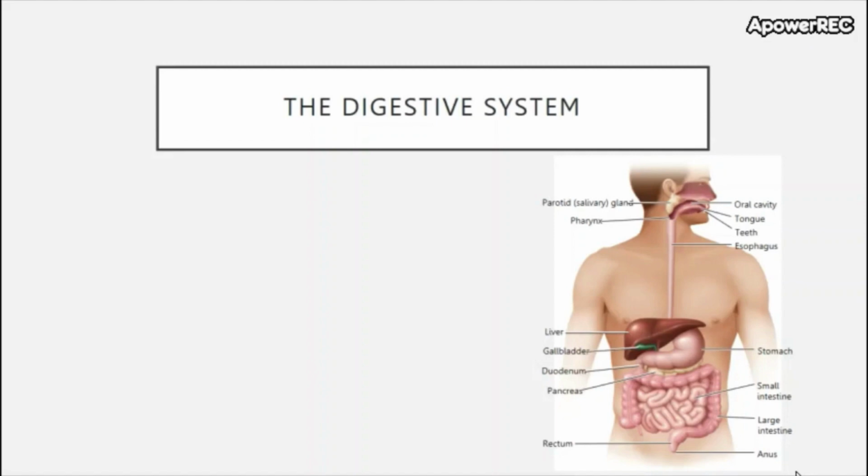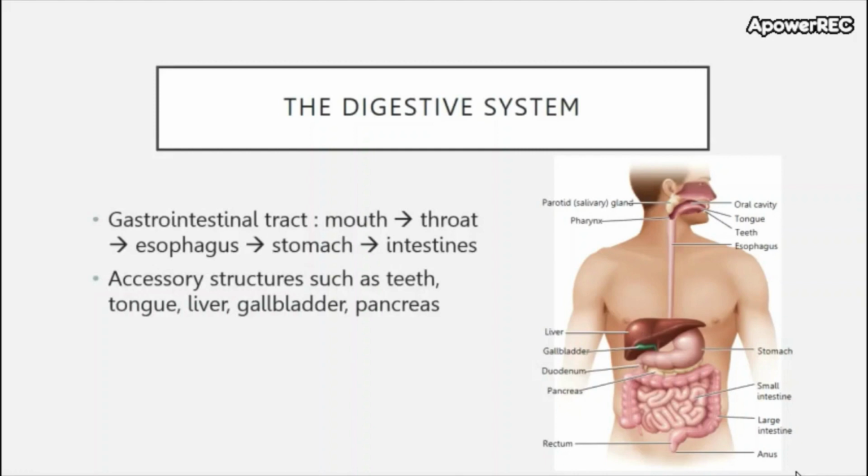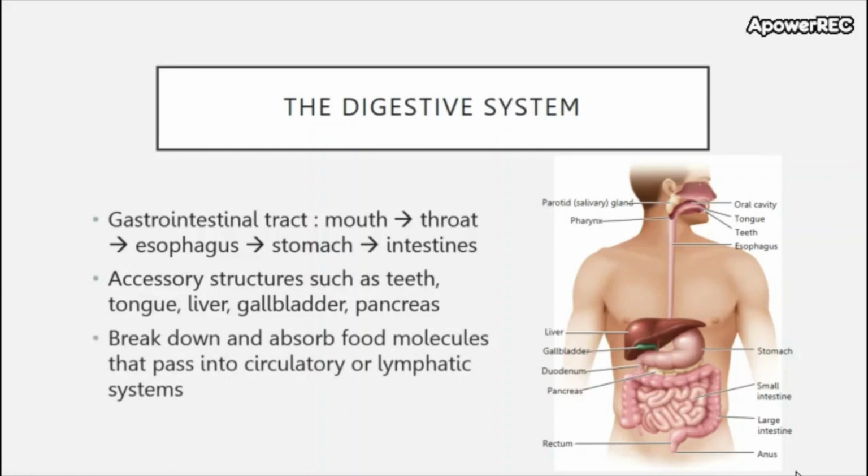A brief review of the digestive system. We can follow the gastrointestinal tract from the mouth to the throat, to the esophagus, through the stomach and the intestines. There are accessory structures such as the teeth, tongue, liver, gallbladder, and pancreas. And its primary goal is to break down and absorb food molecules that pass into circulatory or lymphatic systems.